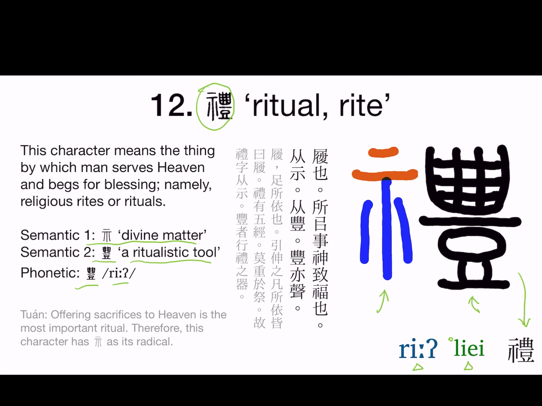According to the commentator, the reason why this character follows the radical that means divine matters is because offering sacrifices to heaven was considered the most important ritual of all.